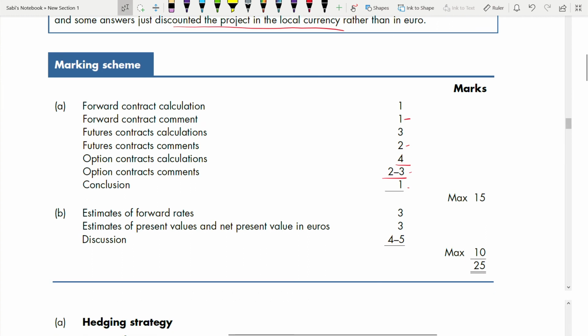Part B, estimate of forward rate, 3 months. Forward rate you have to estimate. Estimate of present value and net present value in euro, again 3 marks. Discussion is 4 to 5 marks. My God. You see? So don't make all these mistakes.